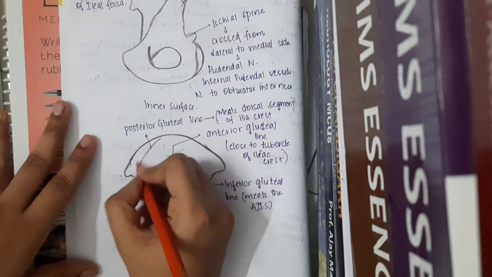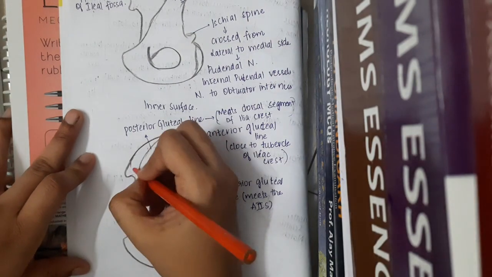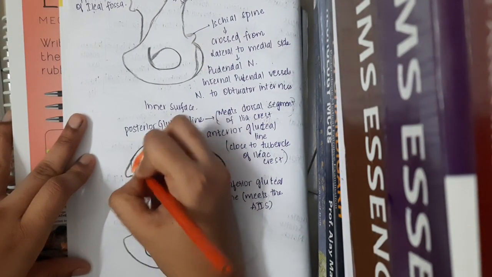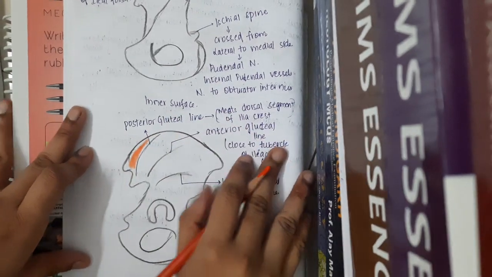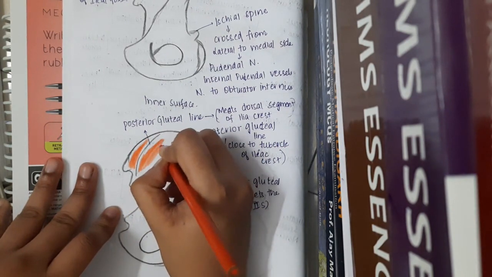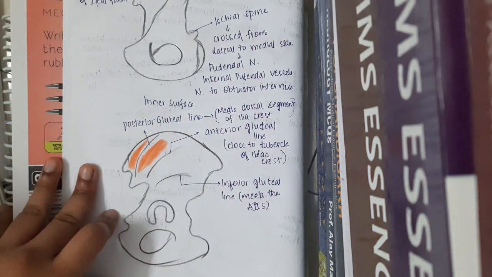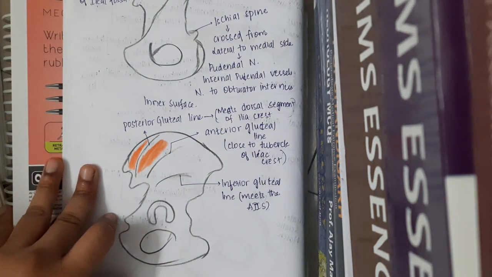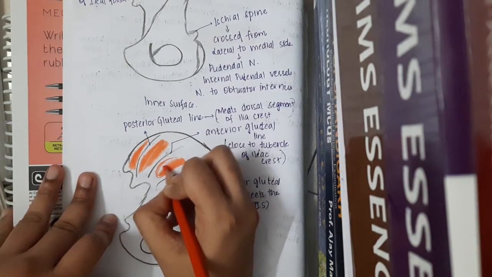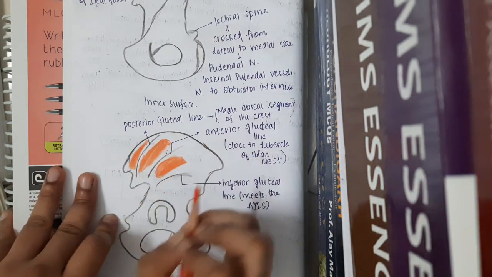One, this is posterior gluteal line, right? So behind the posterior gluteal line, it gives rise to a muscle which is gluteus maximus. Okay, then between the anterior and posterior gluteal line, it gives rise to gluteus medius. Okay, then between the anterior and inferior gluteal line, it gives rise to gluteus minimus. Gluteus maximus, gluteus medius, and gluteus minimus.